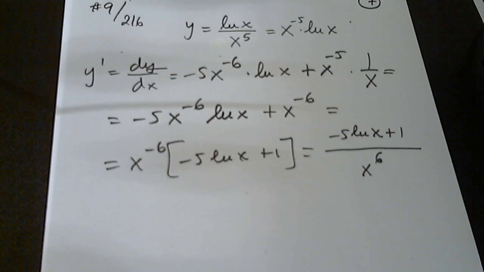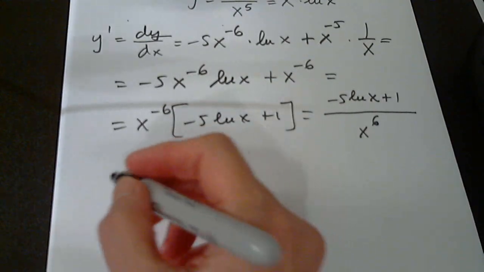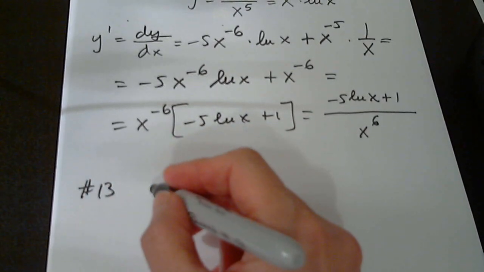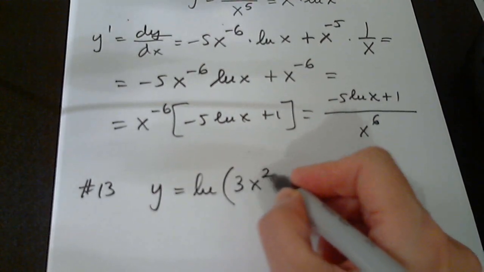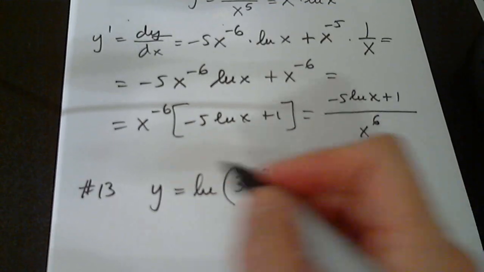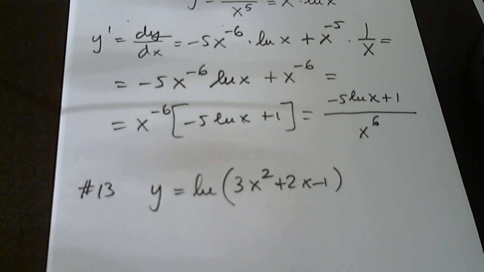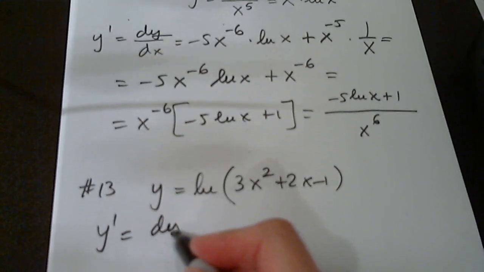Okay, allow me to choose one here, like for example 13. Any questions on this problem? Any questions on this? Okay, I'd like to look at 13, because 13 is y equals natural log of some expression, a trinomial, 3x squared plus 2x minus 1. How do I differentiate this? Can anyone help with y prime, dy over dx?